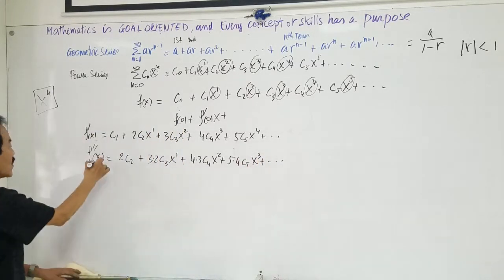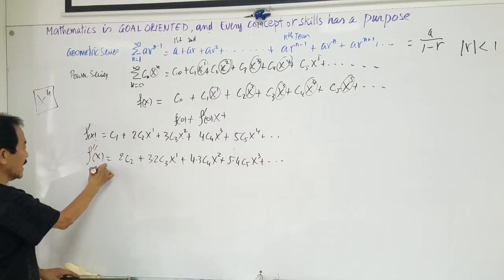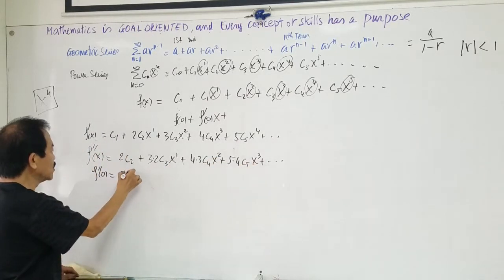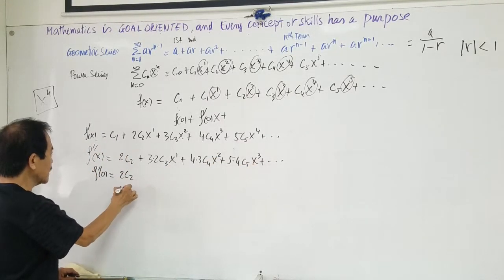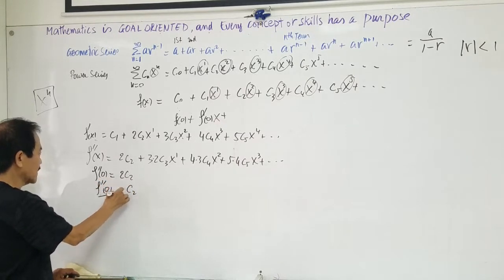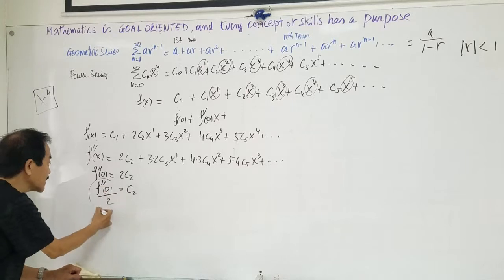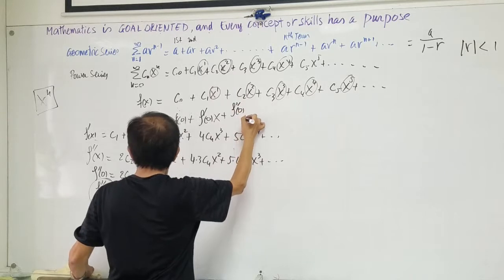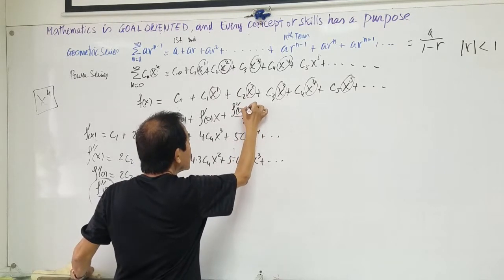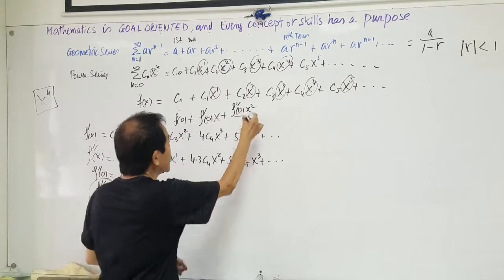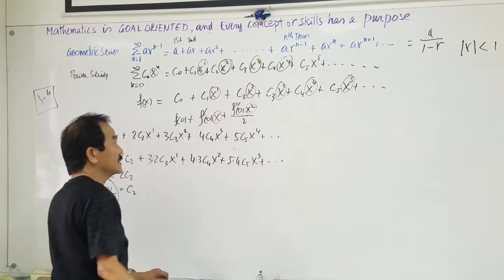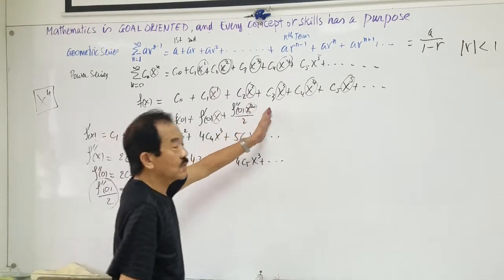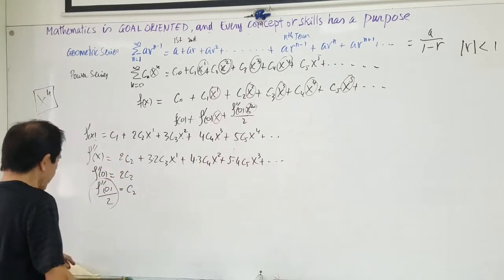Now we do f second derivative of 0. F second derivative of 0 equals what? Put 0 here, gone. Then you have 2C2 left. Therefore, C2 equals f second derivative of 0 divided by 2. Now I substitute this into C2. So we're going to have f second derivative of 0 over 2 times x squared. The x squared stays the same here, not changing. Now I try to do one or two more, then we see the pattern.